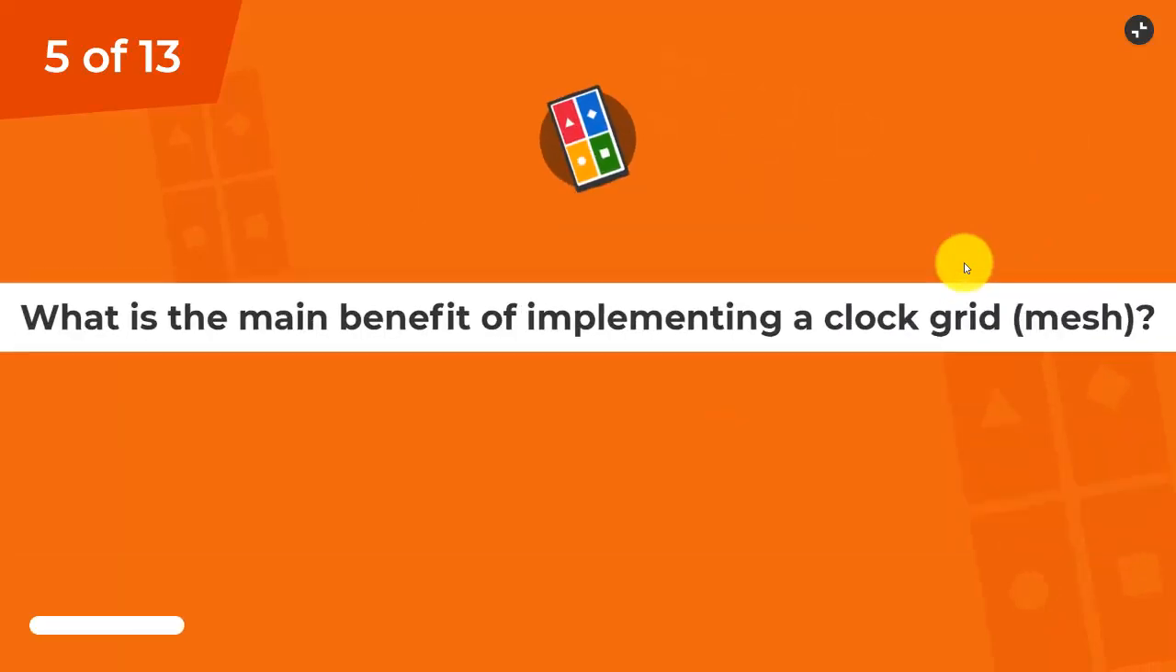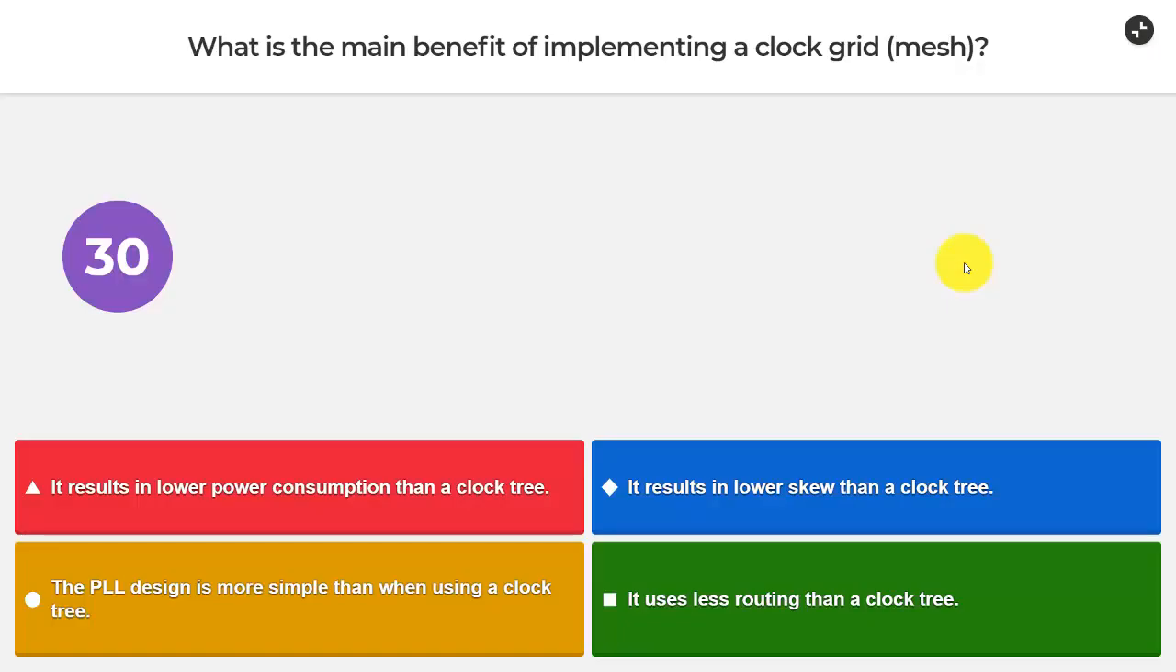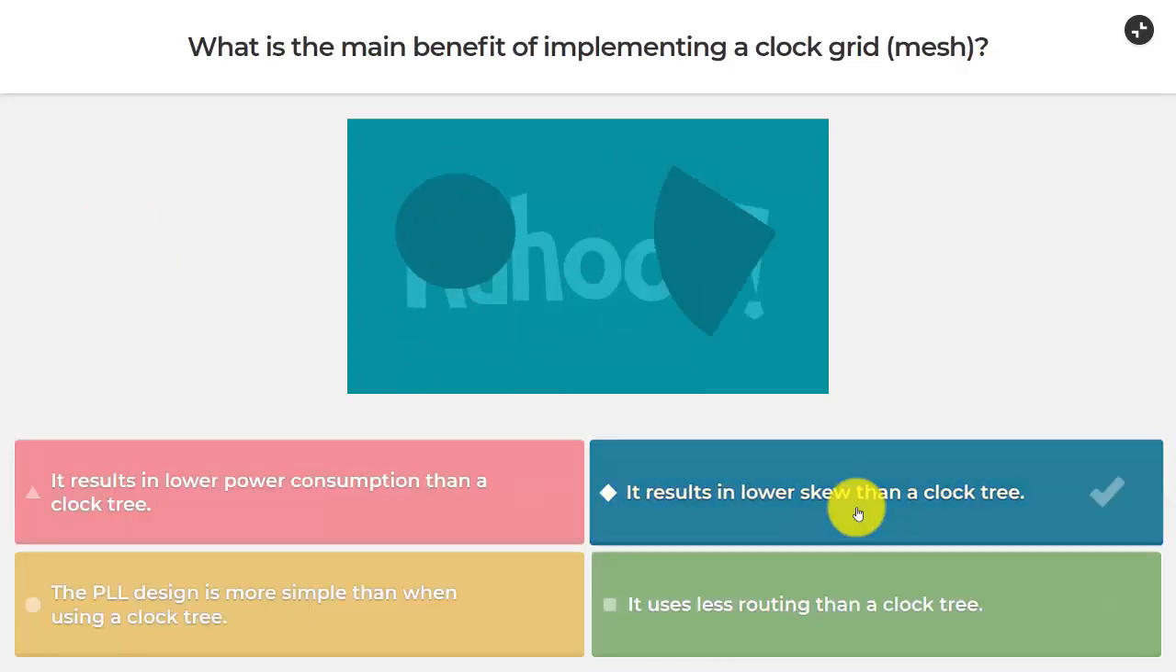So question number 5: what is the main benefit of implementing a clock grid or a clock mesh? It results in lower power consumption than a clock tree. It results in lower skew than a clock tree. The PLL design is much more simple than when using a clock tree, or it uses less routing than a clock tree. And the answer, of course, is that it results in lower skew than a clock tree.